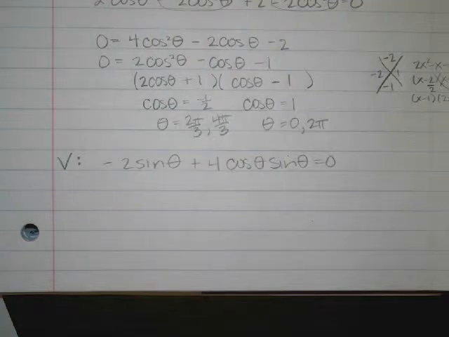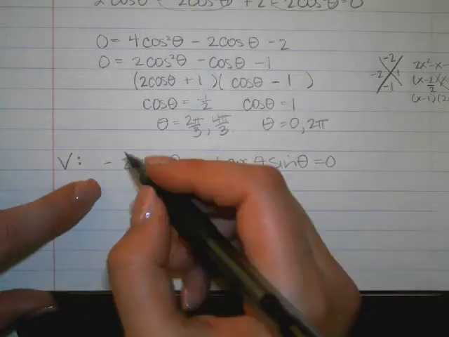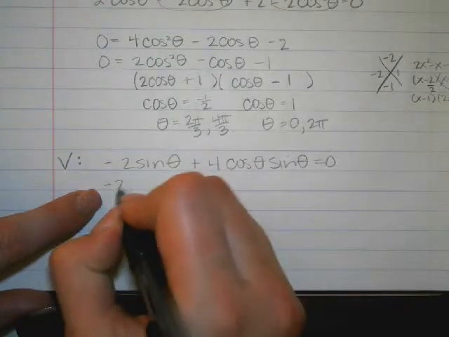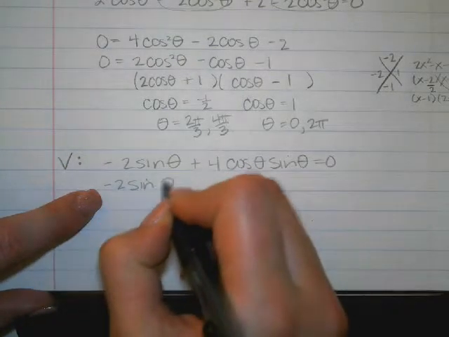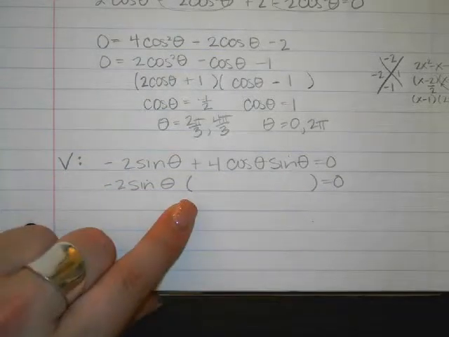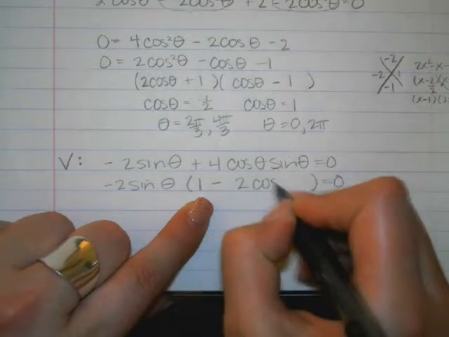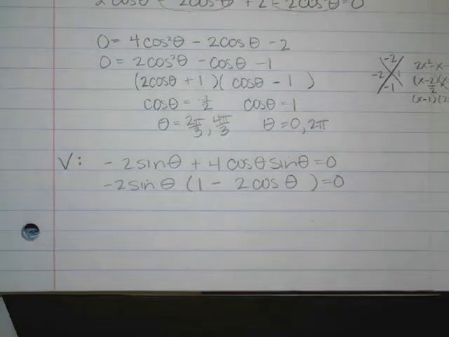Yeah, we could take out a 2 and we could take out a sine. And I'm going to go ahead and take out the negative since it's in the front. So I'm going to take out -2 sine. And then what would be left over? 1 minus 2 cos theta. Okay.